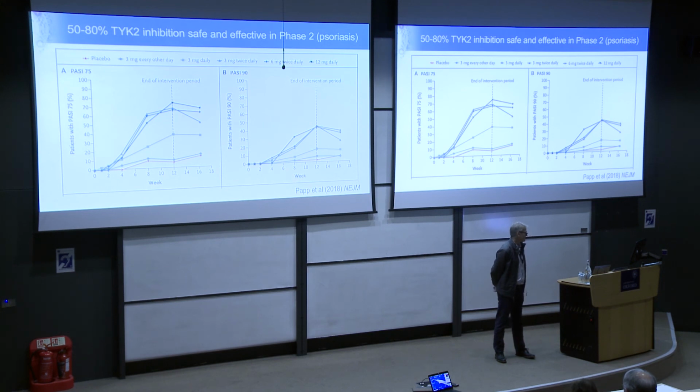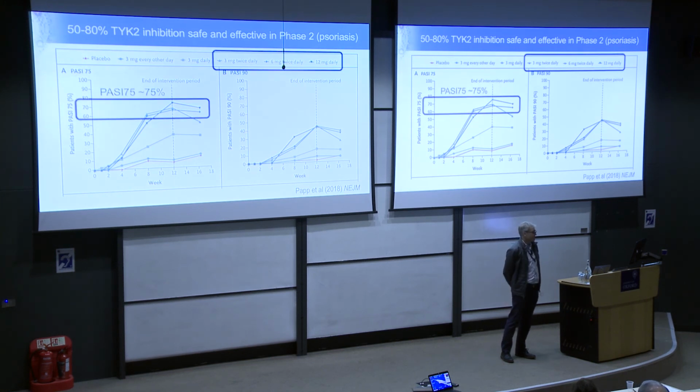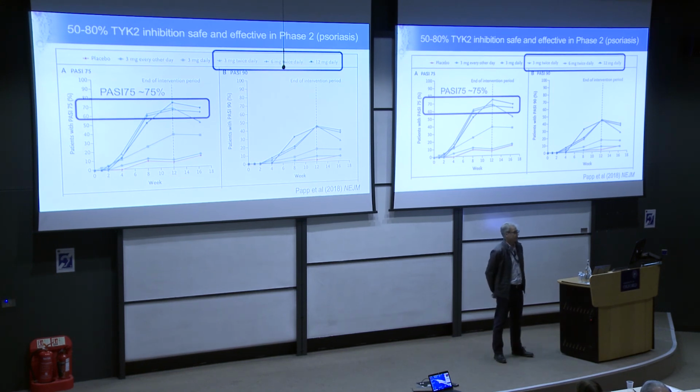This was a few months ago in New England Journal of Medicine. And indeed, they were able to show 50 to 70% inhibition of TYK2 by a molecule that acts as an allosteric modulator. It had very, very strong and very, very beneficial effects on treating the symptoms of psoriasis. And so these are our clinical scores called PASI.